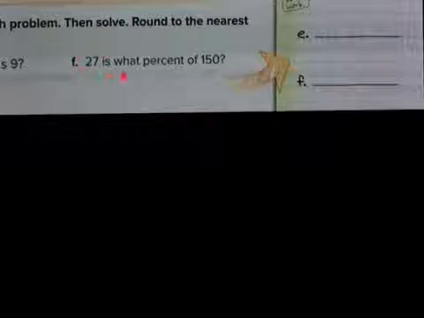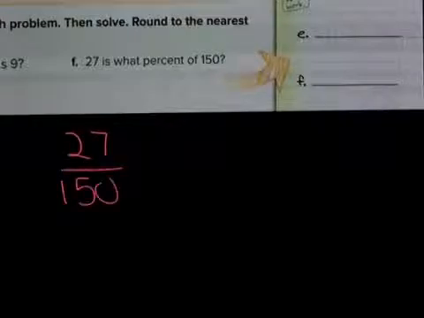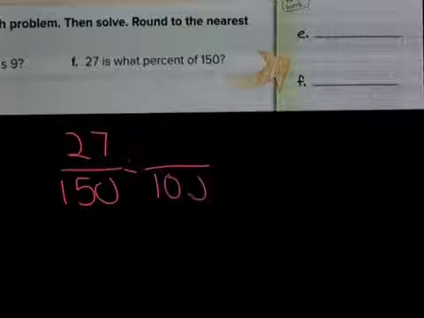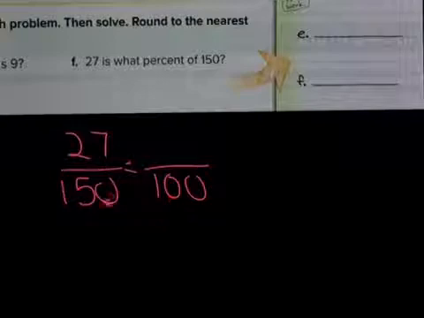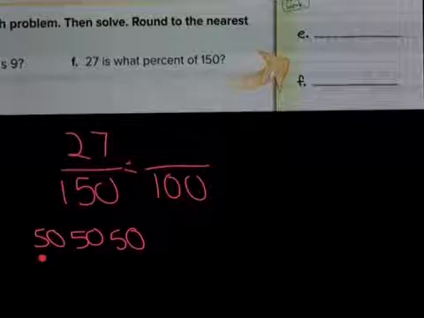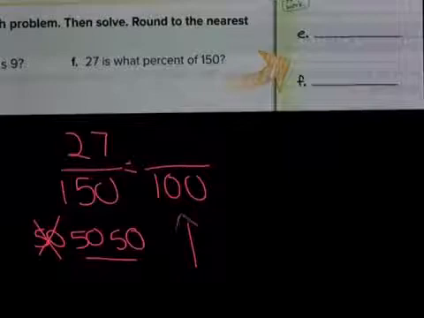Okay, so 27 is what percent of 150? So it looks like this, boys and girls. 27 over 150 is what percent out of 100? Again, you can see here that we went down by 1/3 of it, didn't we? We took away 1/3 and we went to 100. What I mean by 1/3 is that 150 is made up of 50, 50, and 50, right? If we get rid of one of them, 1/3, one out of the three, we're left with 100. And that's what we have there, right?